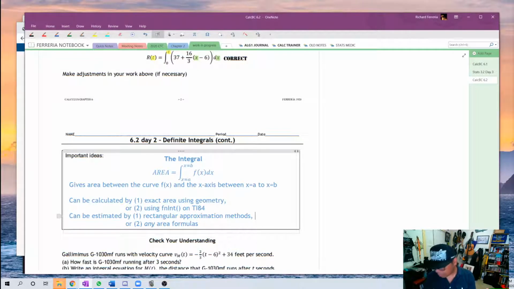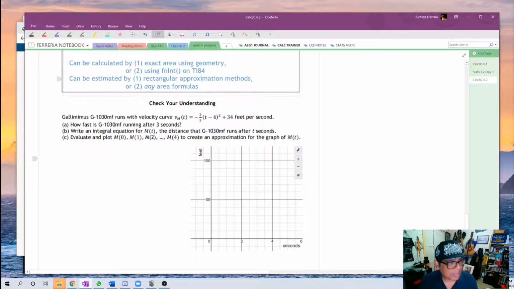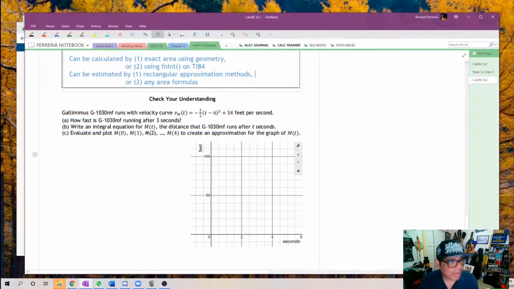Let's see how we're doing here. I think we're going to go ahead and do the check your understanding today. So the first part is we have this Gallimimus running with this curve. And how fast is this running after 3 seconds? Write an integral expression and then evaluate that function a few times to create an approximation for the graph of M(t). Okay, so first of all, I'm noticing that we're not plotting the graph of V(m), we're plotting M(t).